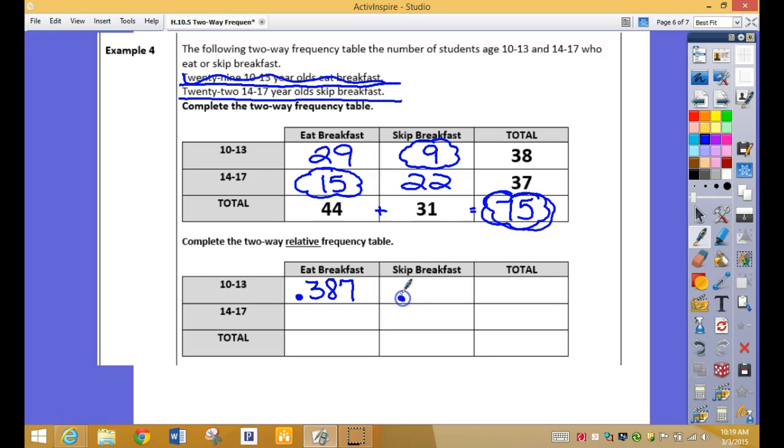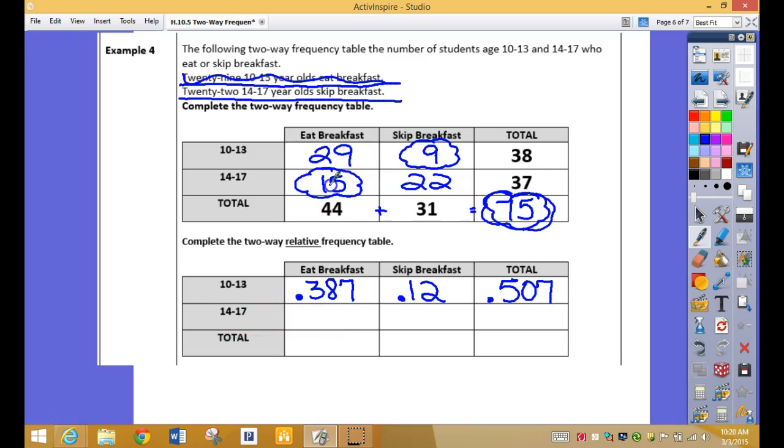All right, what is 9 divided by 75? That won't go to the nearest thousandth. I think that just rounds off. It terminates, doesn't it? At 0.12. Okay, add these up. What is 0.387 plus 0.12? What do you get? Say it for me. 507 what? Thousandths. 507 thousandths.